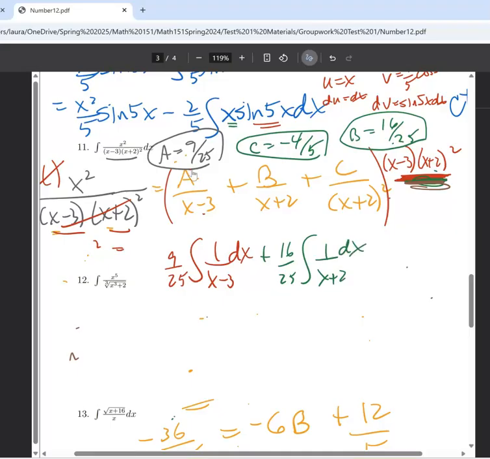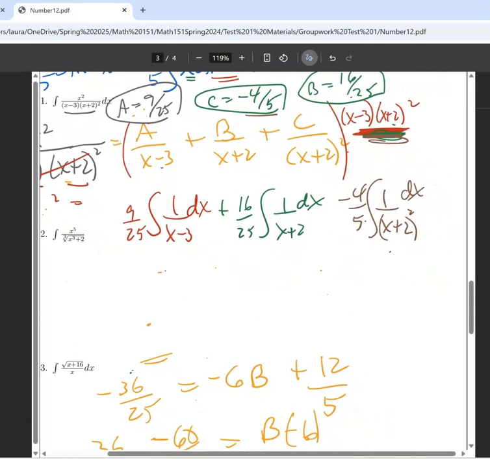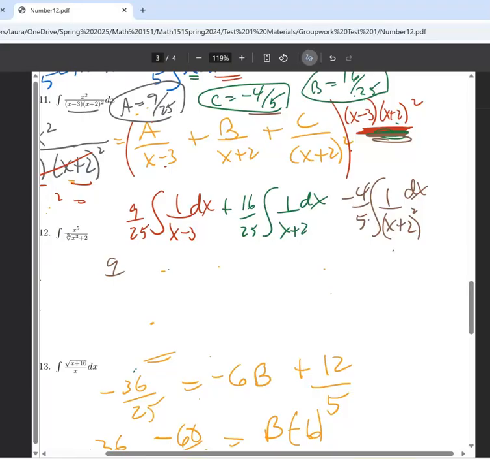And then the C was negative 4 over 5. So I'd have a negative 4 over 5, and then a 1 over x plus 2 quantity squared. All right, almost done. So this gives me an easy ln guy. X minus 3, that's a 25, right? And then this is another easy ln guy.